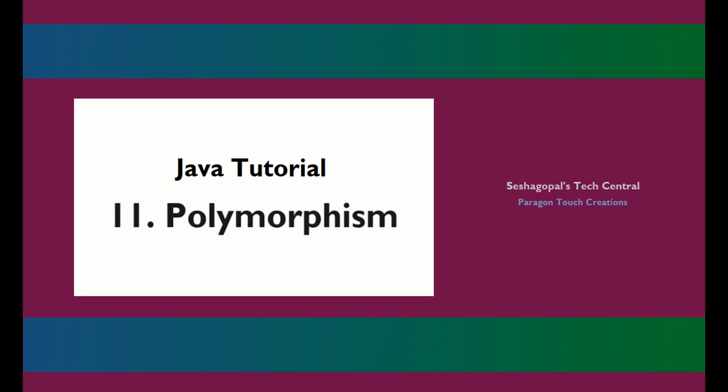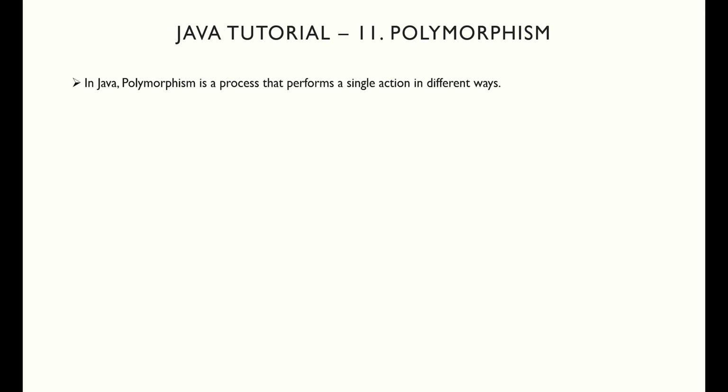Hello everyone. In this video, we are going to look in detail at one of the major OOPS concepts, polymorphism. In Java, polymorphism is a process that performs a single action in different ways. If a single task is performed in multiple ways, then it is called polymorphism. The word polymorphism is derived from two Greek words, poly and morphs. Poly means many and morph means form. Hence, polymorphism means many forms.